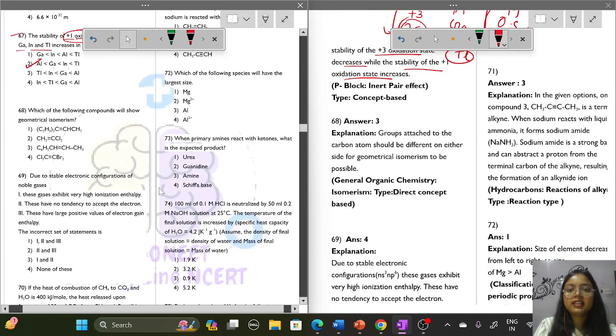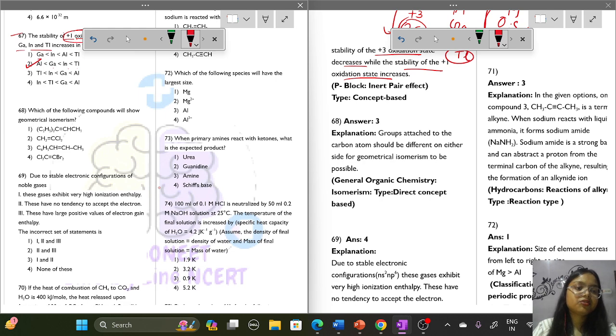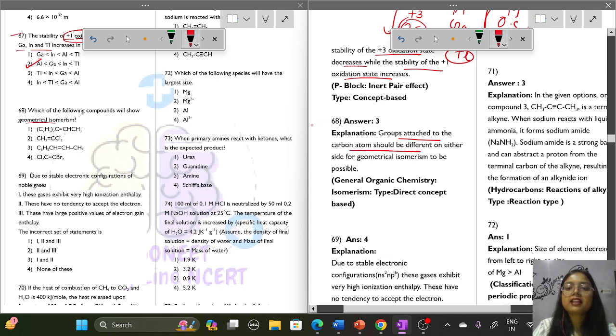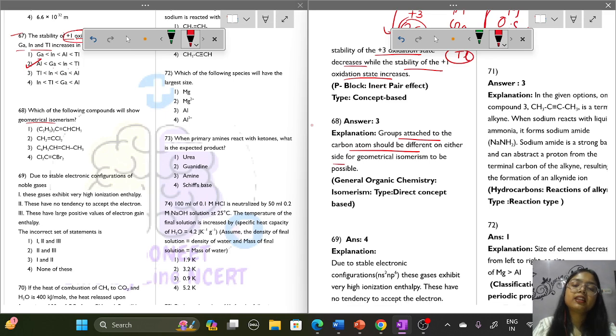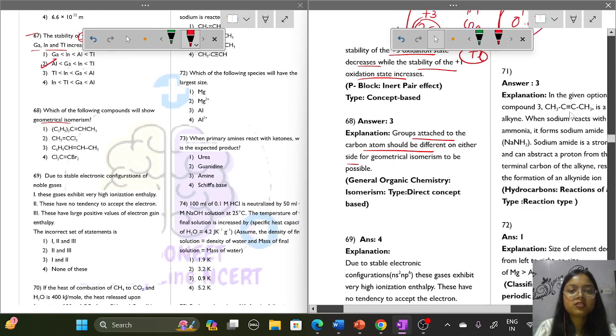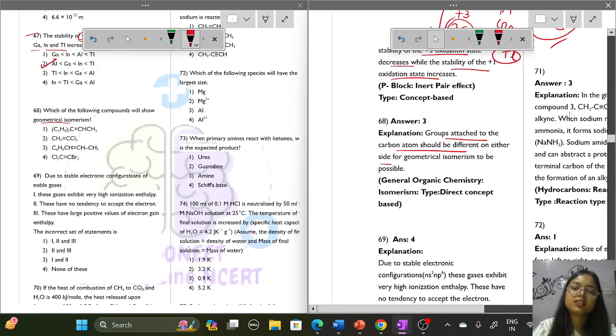Question number 68. Which of the following compounds will show geometrical isomerism? So we know that for geometrical isomerism, the groups should be attached to the carbons and should be on different sides. So these are the options. We can draw for every option.